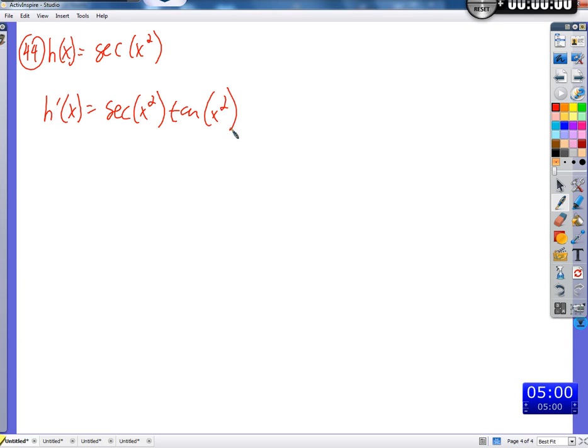Then we look inside, right? If we look inside a function and we don't just see x by itself, we've got the chain rule to use. So we don't see that, we see x squared. Once we take the derivative of that, we'd be done. That's a basic power rule thing. So we multiply by the derivative of x squared, which is 2x, and we're done. That's it? Yep. Secant of x squared, tangent x squared, times 2x.